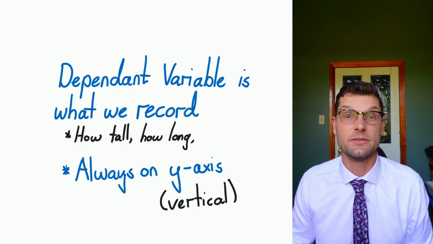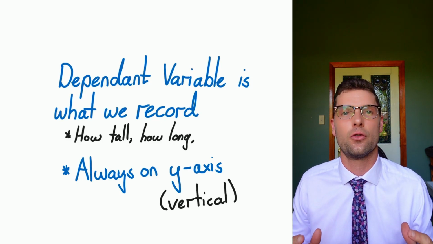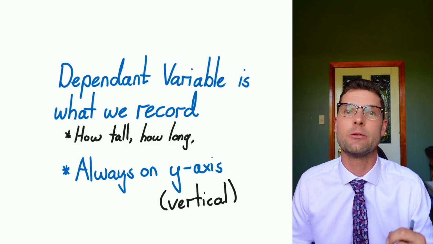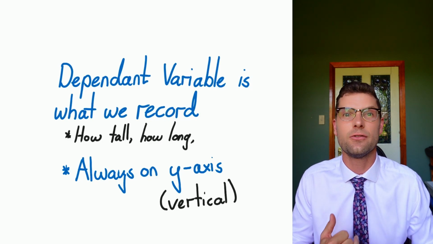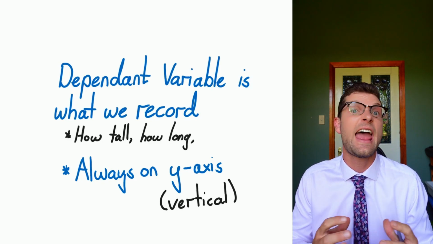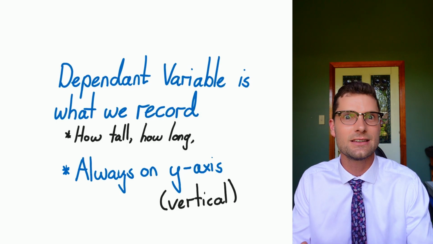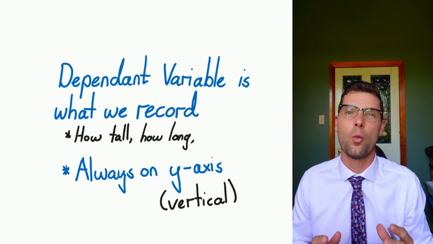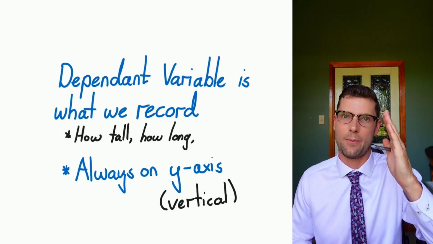So there are two types of variables. The first one is what is called the dependent variable, and this is what we record. So this could be stuff like how long, how far, even how many people think this, and that always goes on the y-axis, so the one that's going up and down.